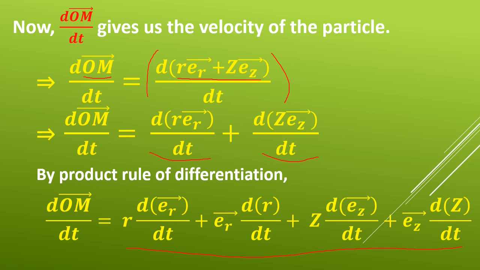So, for you to be able to obtain this expression, you simply start by holding r constant and differentiating the unit vector e_r with respect to time. And when you do that, you also hold e_r constant and differentiate r with respect to time. Then you move to the second expression where you hold z constant and differentiate the unit vector e_z with respect to time, and hold the unit vector e_z constant and differentiate z with respect to time.